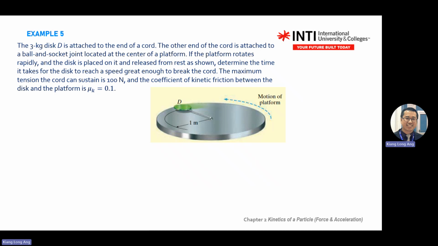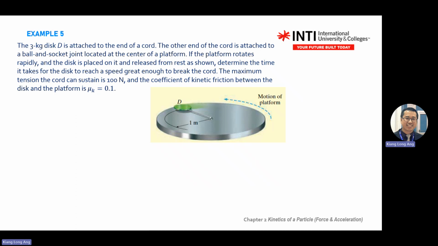So you focus on the green object. This one was tied to a rope. When it spins, imagine you look from the top. This one was spinning like that, right? So what do you feel? You, as this object, what do you feel from the rope? The rope punching into your body or pulling out from your body? Pulling, right?